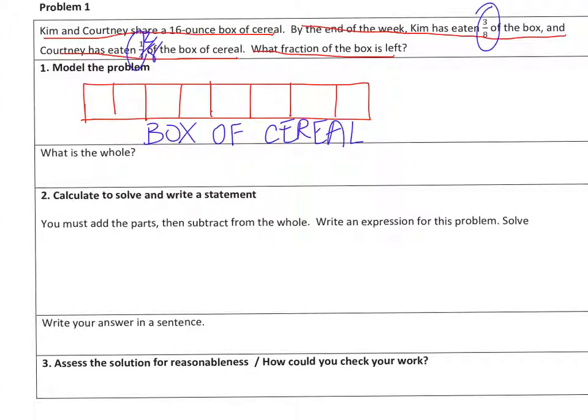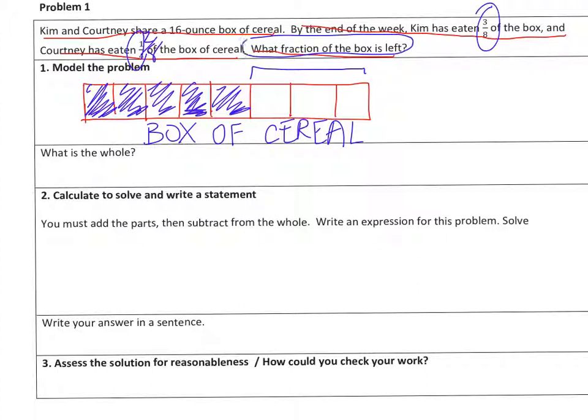So let's see, Kim ate 3/8, so 1, 2, 3, and Courtney ate 1/4 or 2/8, so 4, 5. So we're trying to figure out, what is this chunk? Well, the problem is asking us what fraction of the box is left. So what fraction? Well, 3/8 is left. Boom. 3/8 is left.